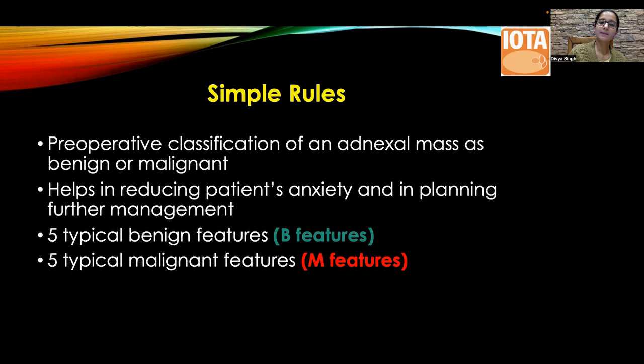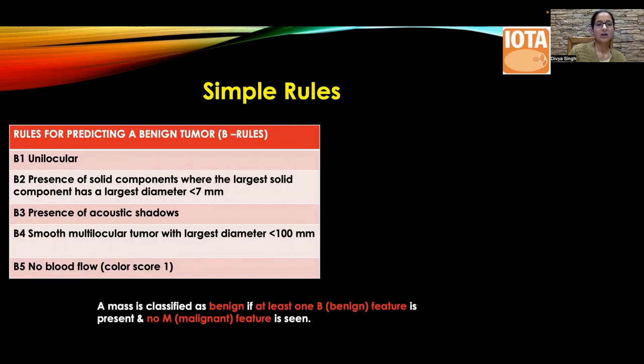Now, simple rules are based on 5 benign, that is B features, and 5 malignant features. You need not remember these rules by heart. You can just have a printout of these simple rules that you can keep in your OPD, by your bedside, in your clinic. And whenever you're working and come across an adnexal mass, you can just take out this proforma and see whether simple rules apply to that adnexal mass, whether B or M features are present in the adnexal mass or not. Now coming to the B rules, the rules are useful for predicting a benign tumor.